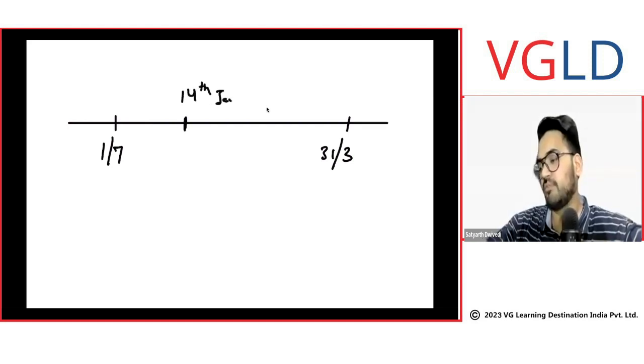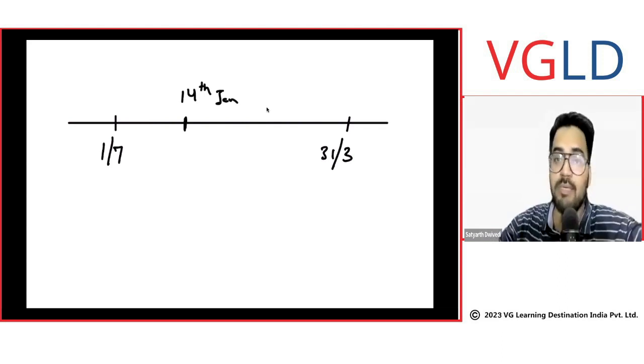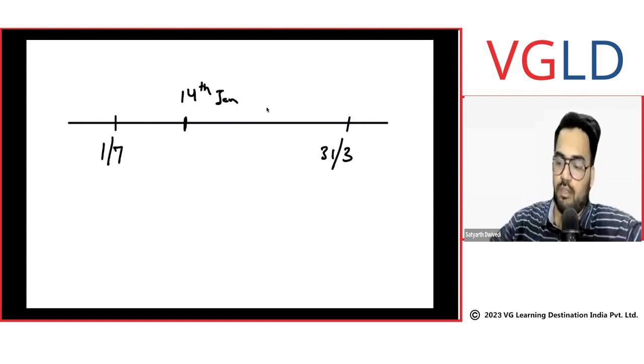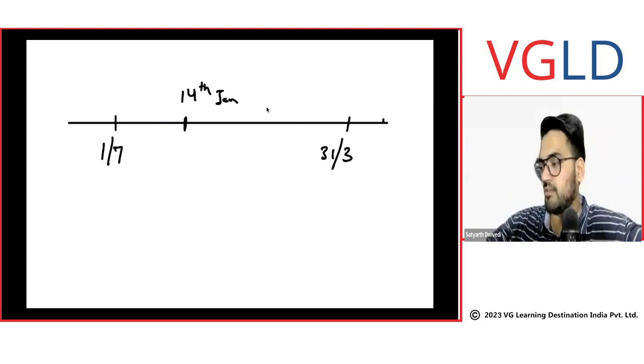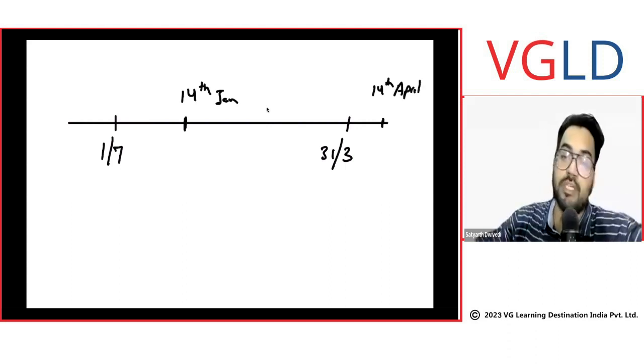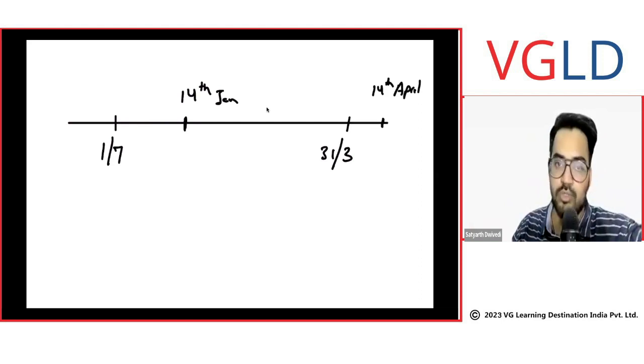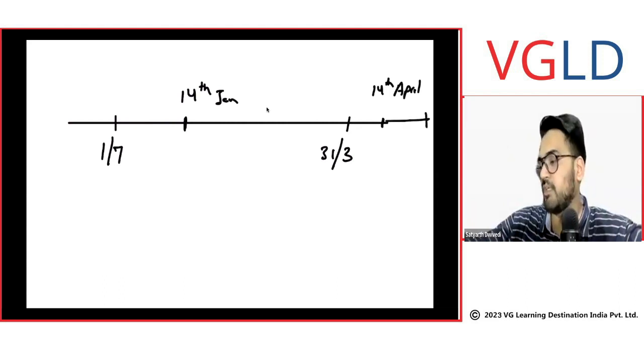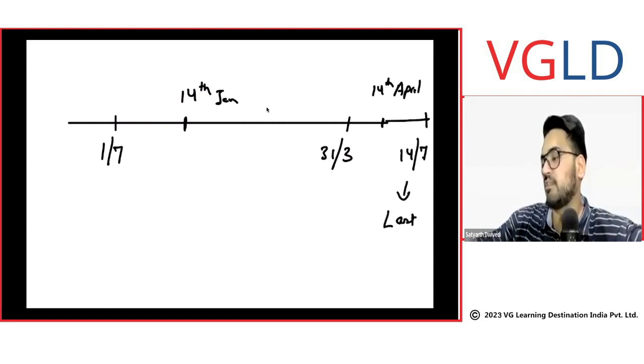14th of January, then every 3 months. So after 14 January, 3 months: January to February, February to March, March to April. Then 14th of April. Then 4th month from the end: from 31st March, you have to find the fourth month. April, May, June. So last installment will be July. So last installment is going to be 14th of July.